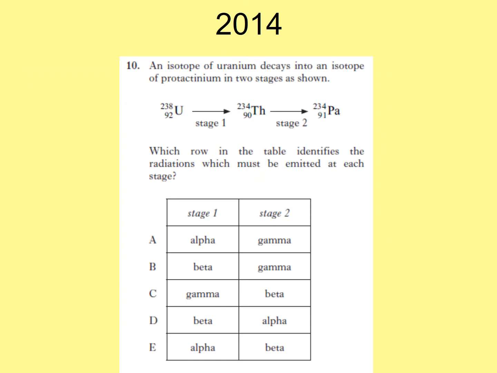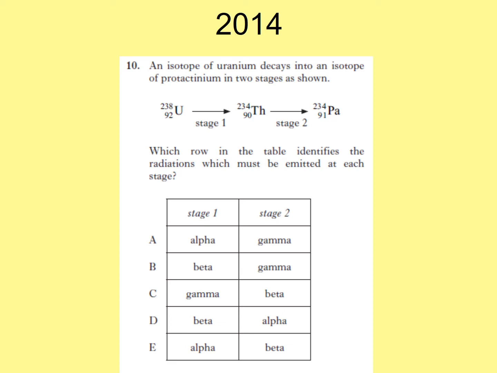2014 paper: an isotope of uranium decays into an isotope of protactinium in 2 stages as shown. We have the uranium decaying first of all in stage 1 to thorium, and then in stage 2 to make the protactinium. Which row in the table identifies the radiations which must be emitted at each stage?